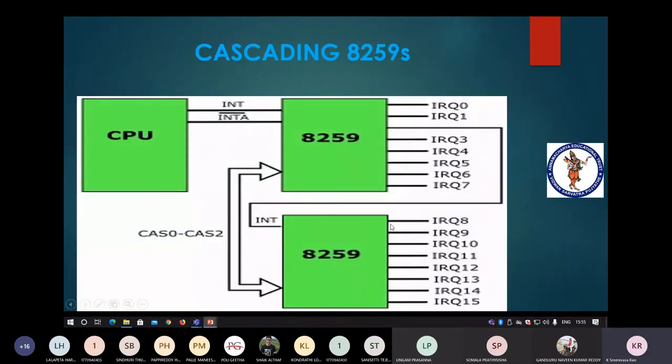So this is about cascading. This is one 8259, this is another 8259. All are connected with cascade signals. If CAS0 to CAS2 are all 0, 0, 0, the first one is selected. If it is 001, the second one is selected. If it is 111, the last one is selected. Each one accommodates 8 devices. So total number of 8259s, can you guess it according to these connections? How many 8259s do you have?